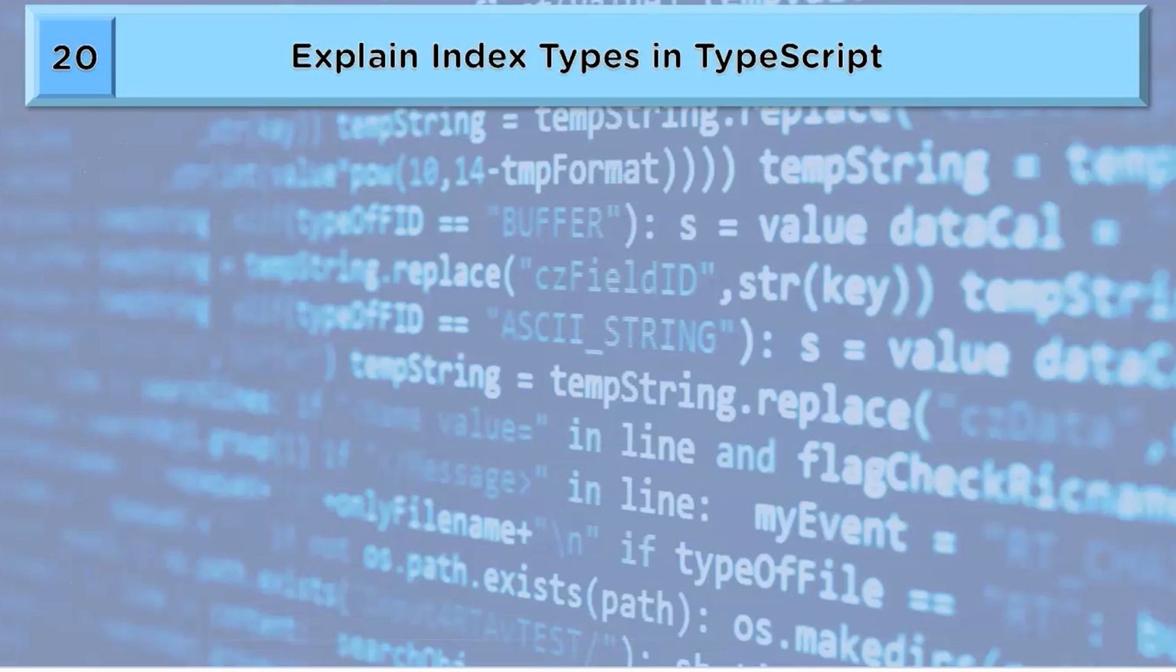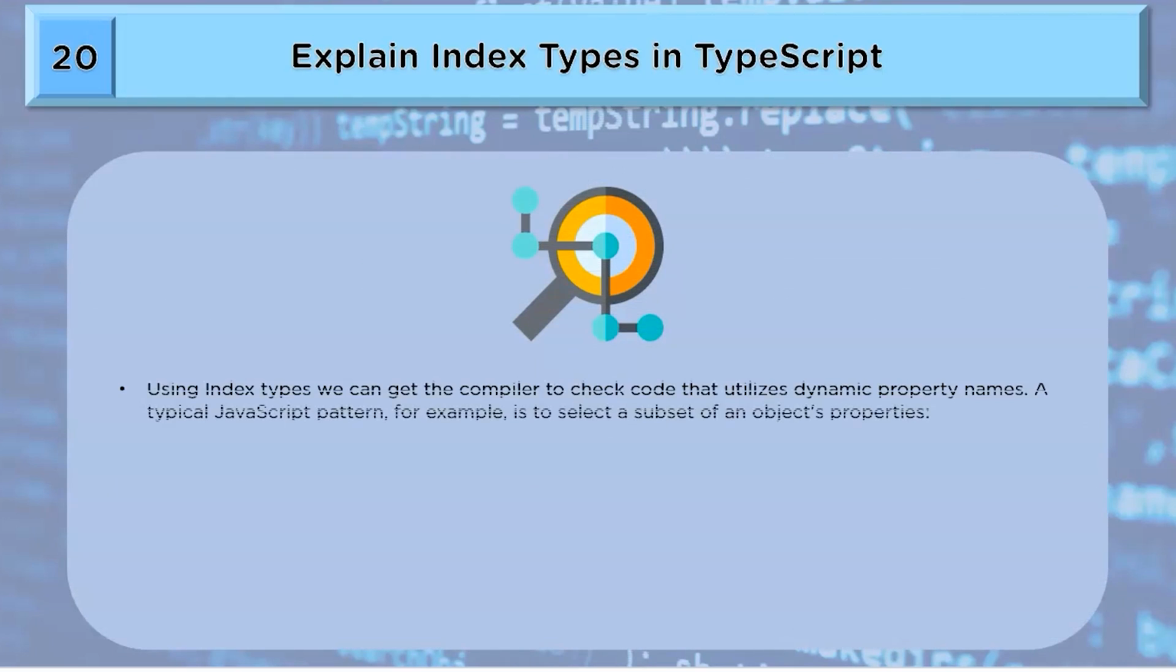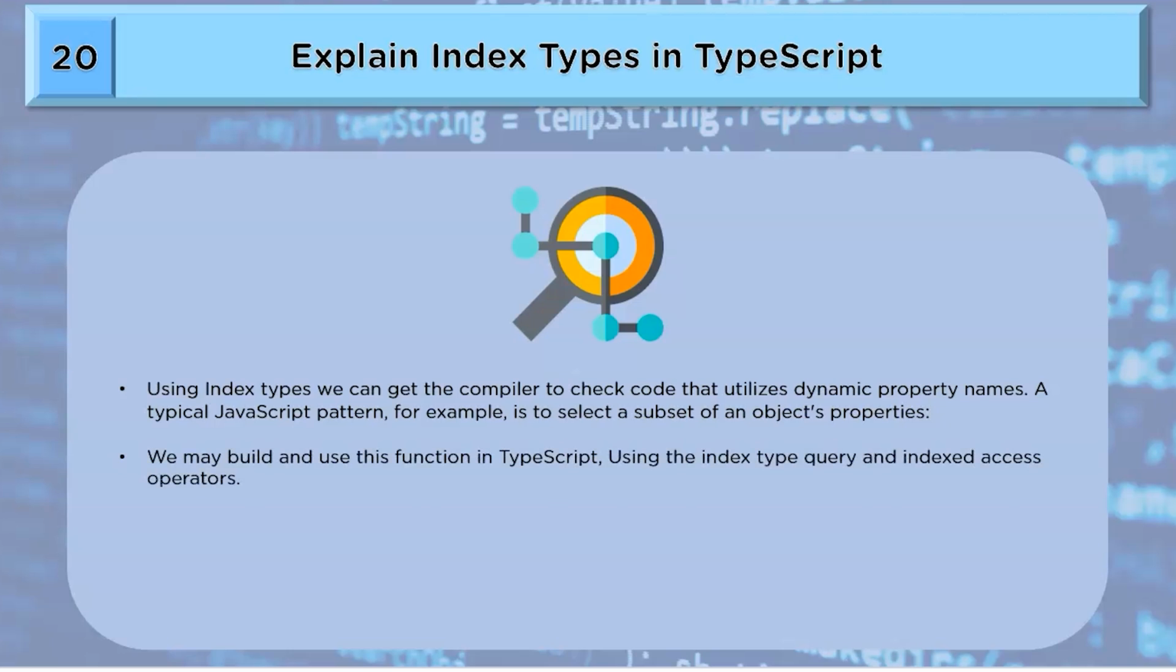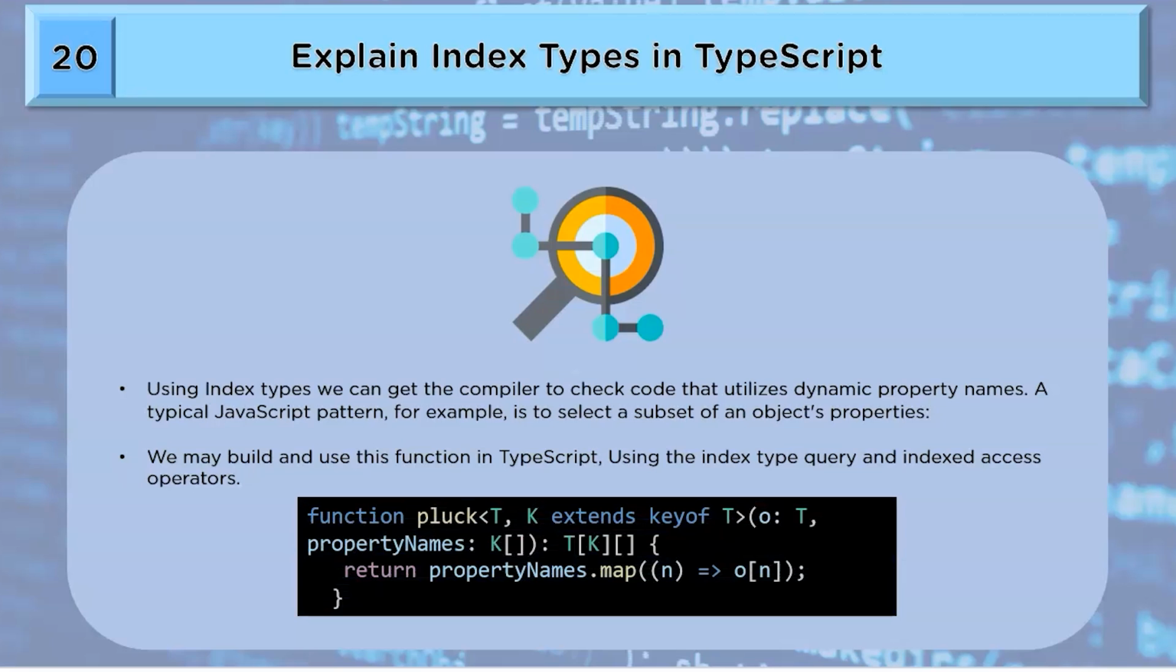Explain index types in TypeScript. Using index types, we can get the compiler to check code that utilizes dynamic property names. A typical JavaScript pattern, for example, is to select a subset of an object's properties. We may build and use this function in TypeScript using the index type query and indexed access operators. In this example, keyof T is the index type query operator. For any type T, keyof T is the union of known public property names of T.